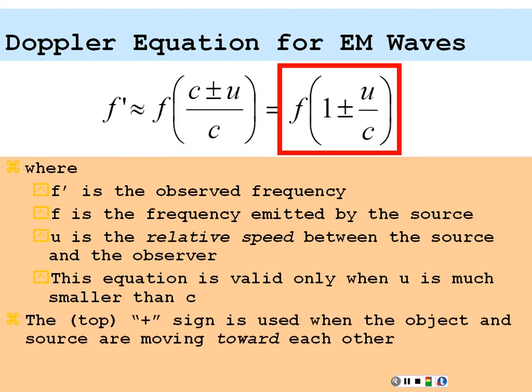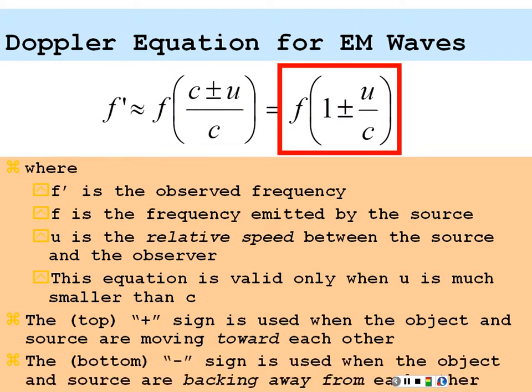In this equation, the top plus sign is used when the object and the source are moving toward each other, top for toward, and the bottom minus sign is used when the object and the source are backing away from each other, bottom for backing away. So top for toward, bottom for backing away.